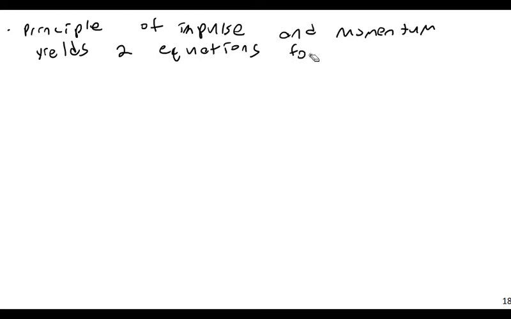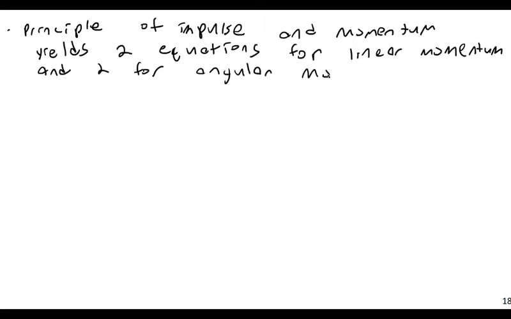So basically every degree of freedom is going to give us an equation. Every degree of freedom or every axis where something is present gives us an equation. For linear momentum, and two for angular momentum.